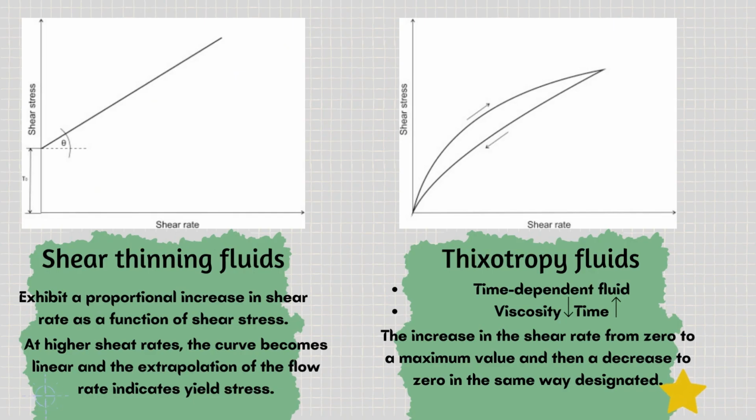Shear thinning fluids exhibit a proportional increase in shear rate as a function of shear stress. At higher shear rates, the curve becomes linear, and the extrapolation of the flow rate indicates yield stress. Thixotropic fluid is a time-dependent fluid. As the viscosity decreases, the time will increase. The shear rate is increased from 0 to a maximum value, and then decreased to 0 in the same way.